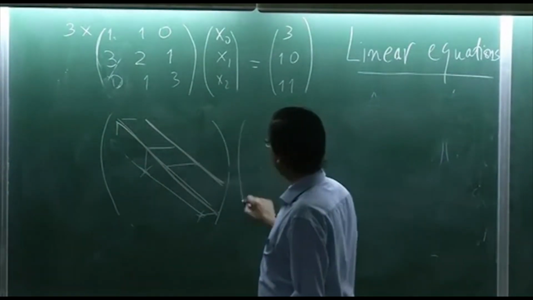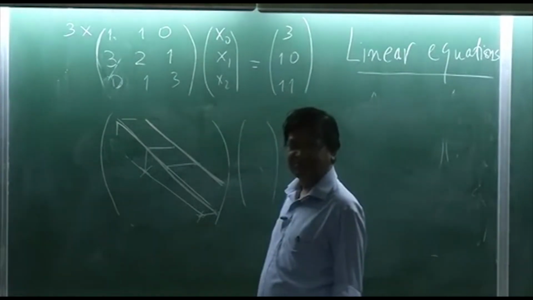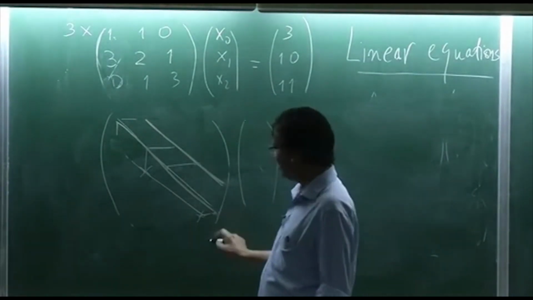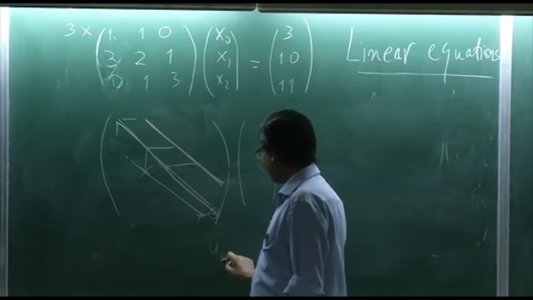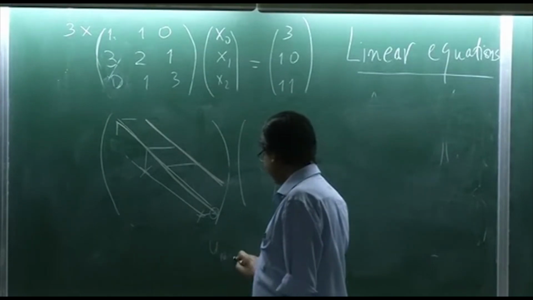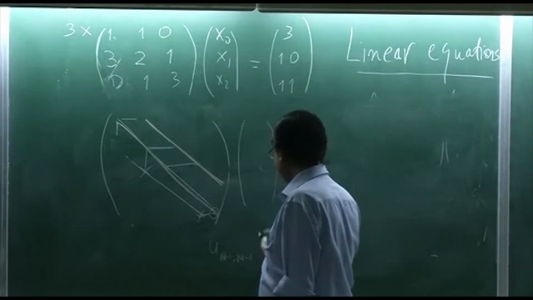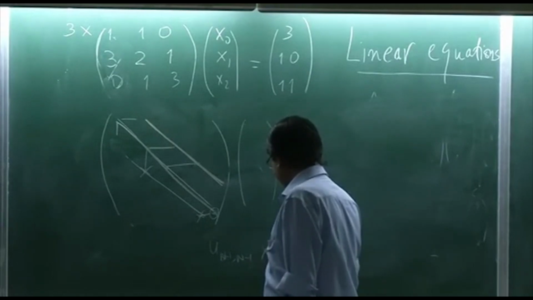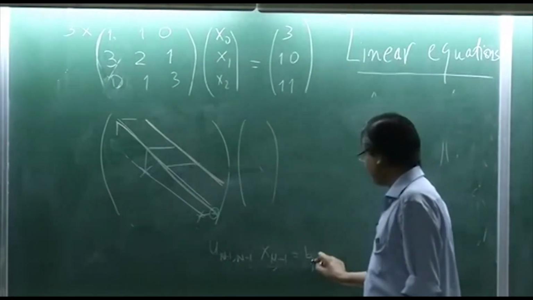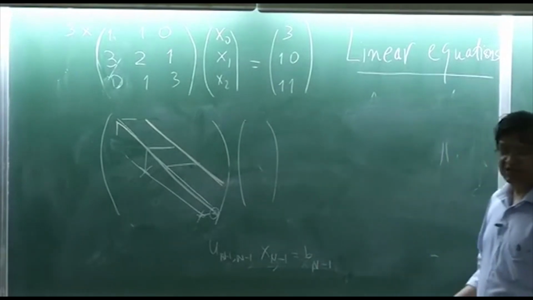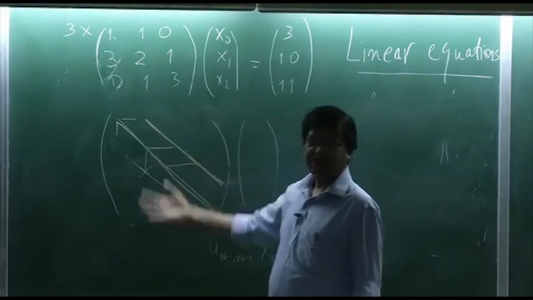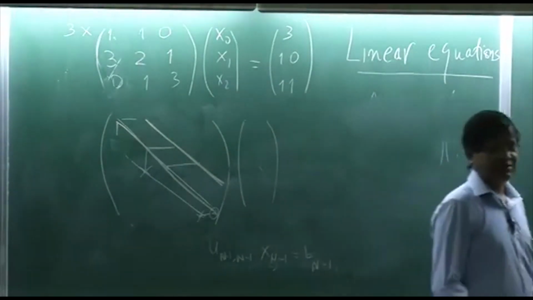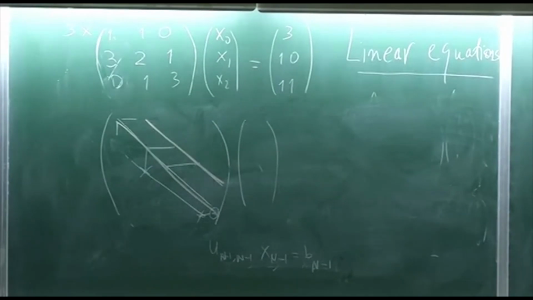So now I can easily solve. The last one is easy, no? The last one is this entry, upper n minus 1 multiplied by x n minus 1 equal to b n minus 1. That gives you x, and then back substitution. So, a tridiagonal matrix is solved very easily. In fact, you can write a very simple code, maybe 5 lines, and that will completely solve a tridiagonal matrix.